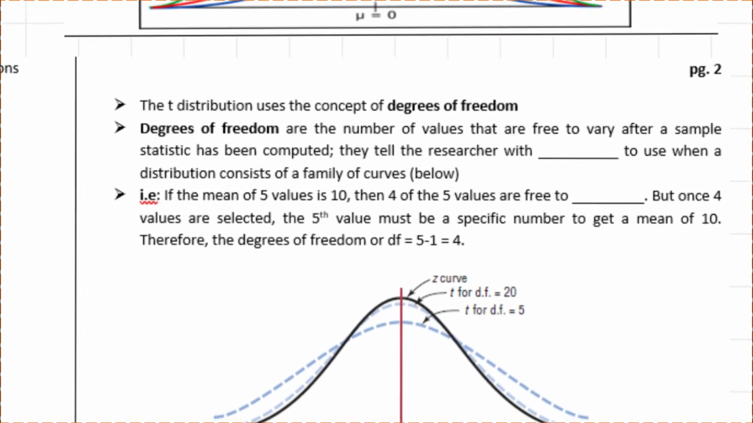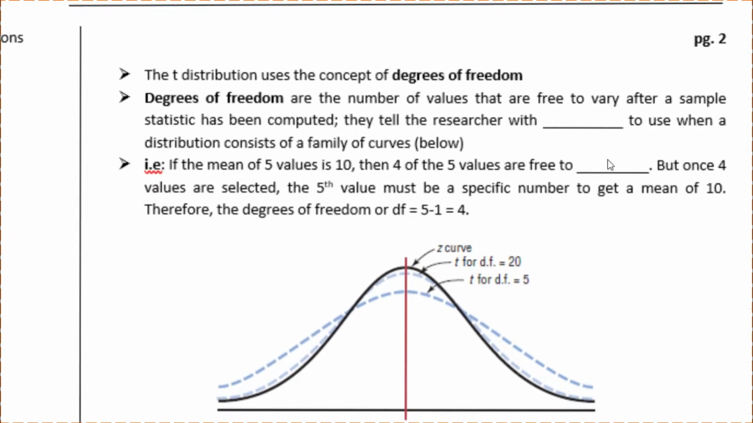So they tell the researcher which t-curve to use when a t-distribution consists of a family of curves. So for example, if the mean of 5 values is 10, then 4 of the values are free to change. So they're free to vary.